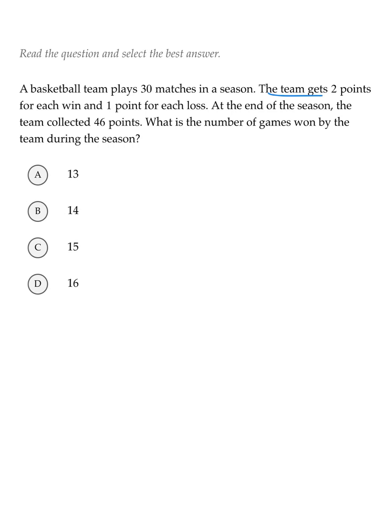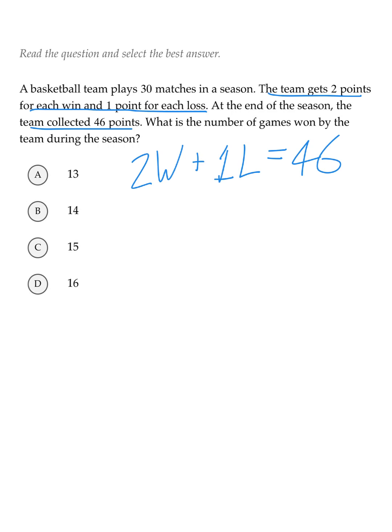The team gets 2 points for each win and 1 point for each loss. I could rephrase that as 2 for every W, or 2 times W, and 1 for every L, or 1 times L. 2 points for each win, 1 point for each loss. If we add up all those points together, the question tells us that the team in the end of the season collected 46 points. So all the points from the win and all the points from the loss should add up to 46.